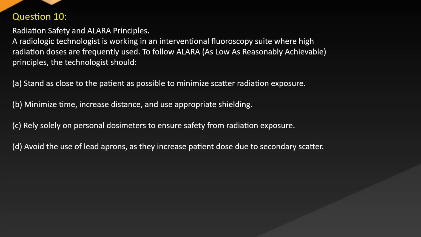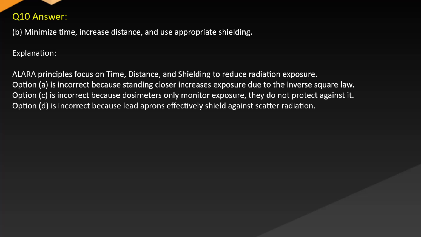B. minimize time, increase distance, and use appropriate shielding, C. rely solely on personal dosimeters to ensure safety from radiation exposure, D. avoid the use of lead aprons as they increase patient dose due to secondary scatter. Answer: B. Minimize time, increase distance, and use appropriate shielding.